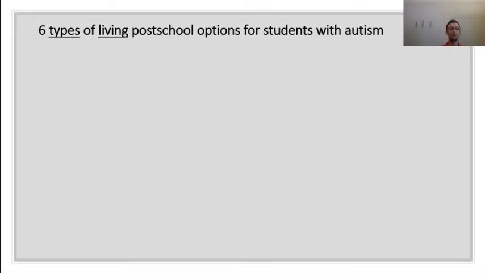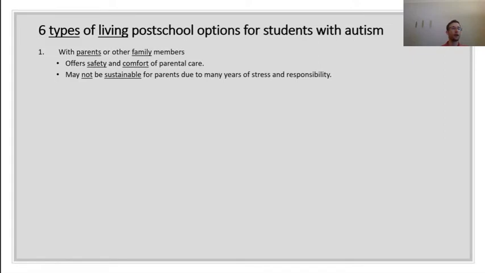The final, or the third, post-school option for students with autism is what's called a living post-school option. And there are 6 types. First is with parents or other family members. So this particular option may include advantages of safety and comfort of parental care. But it may not be sustainable for parents due to many years of stress and responsibility associated with caring for the student through early childhood, adolescence, their teenage years.